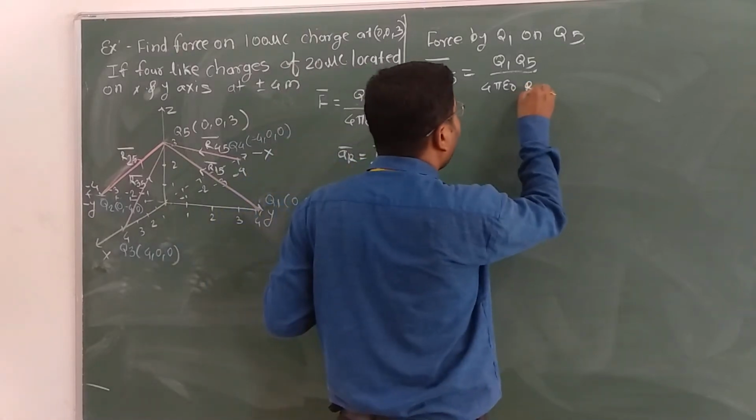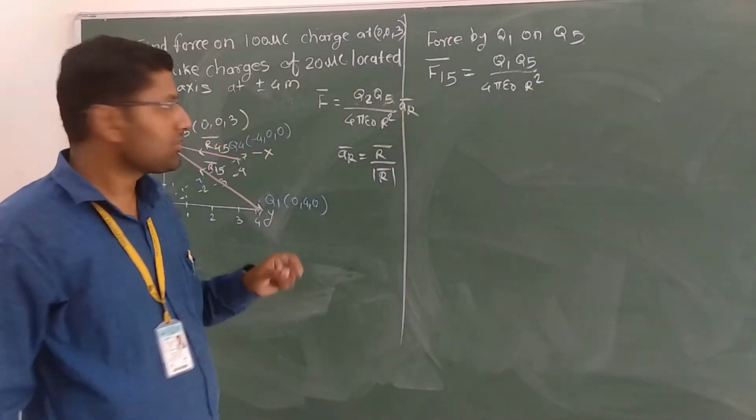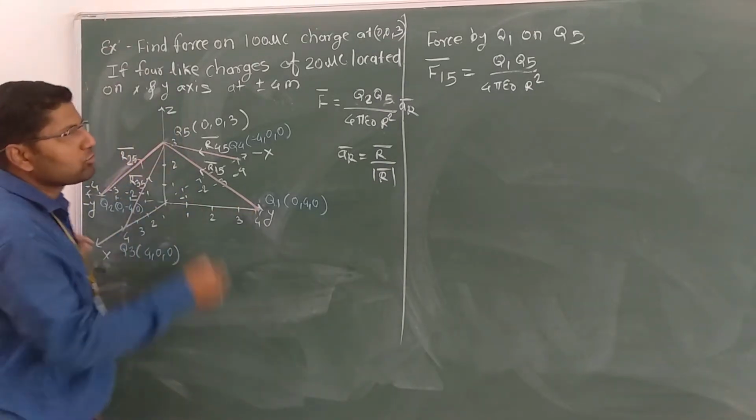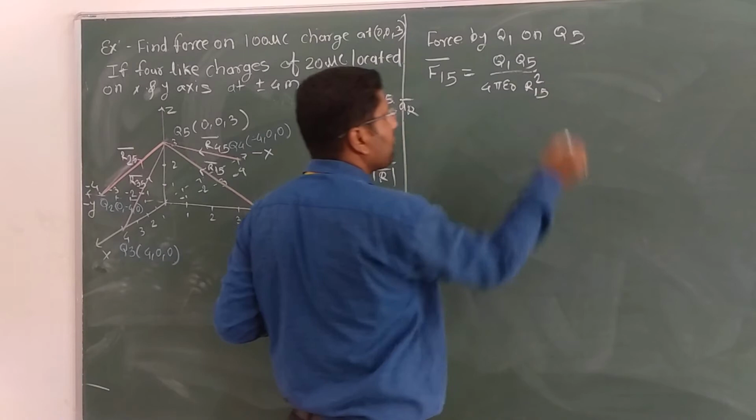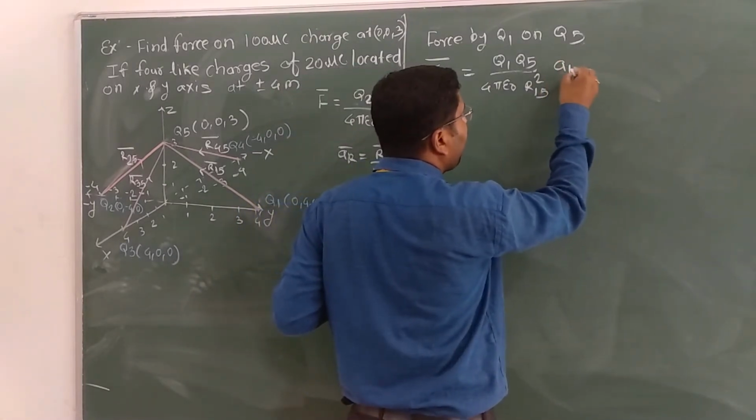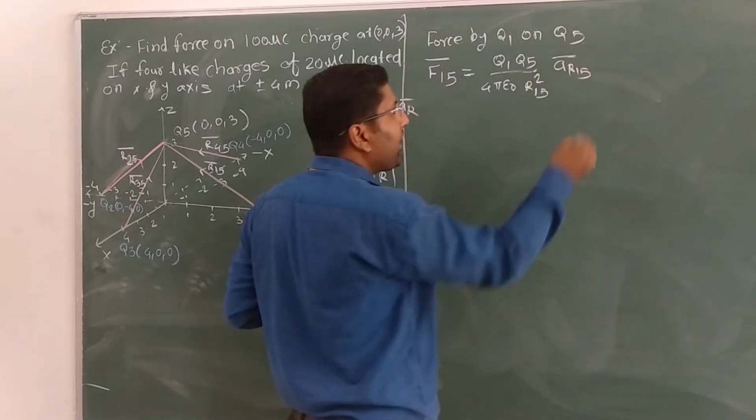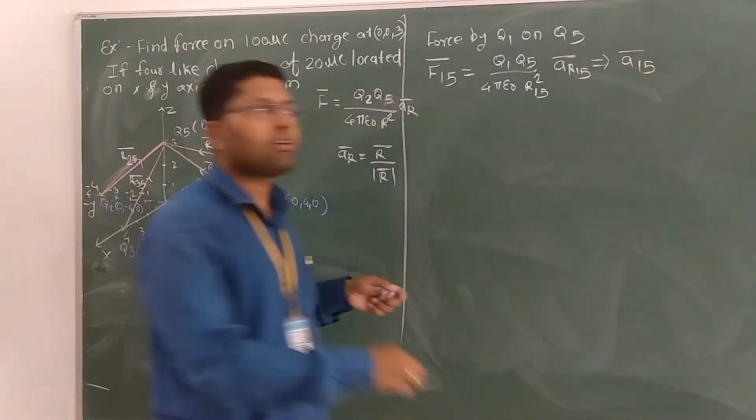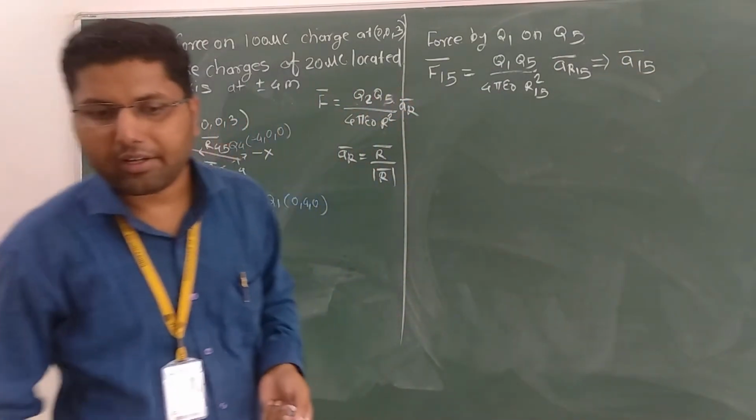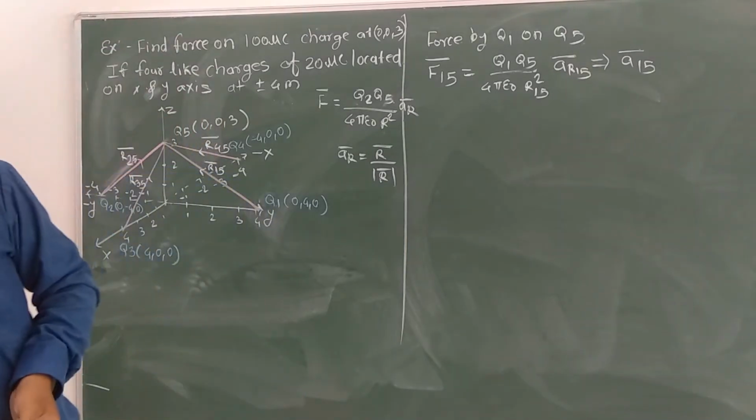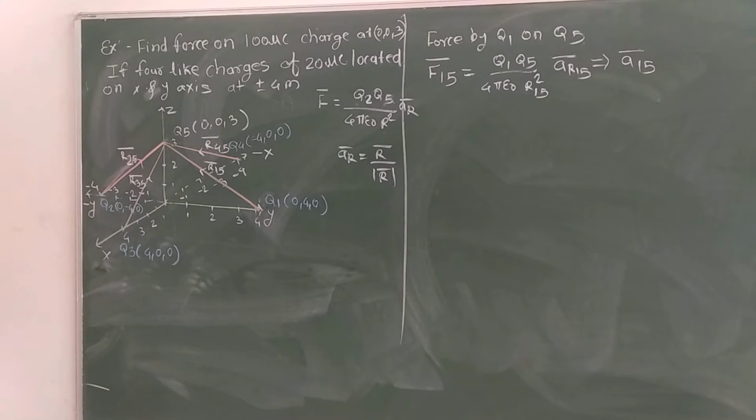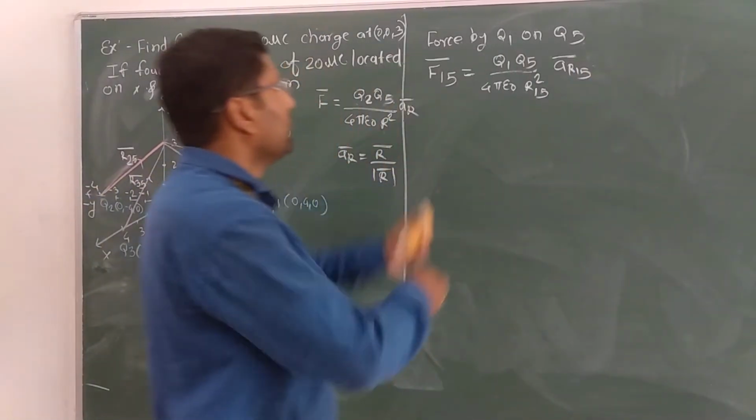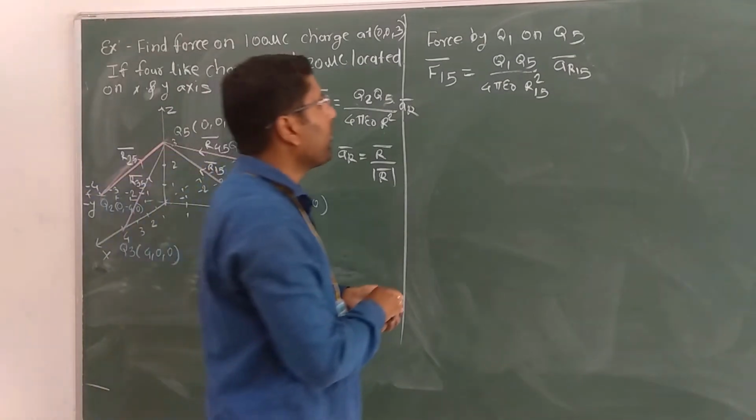And r square. Now what is r square? R is from 1 to 5. So R15 square. And here the unit vector is a R15 bar, or you can write it also as A15 bar. You can write it like that also. Okay, so anyway you can write, no problem. So now we will solve the problem on the Q1 and Q5.